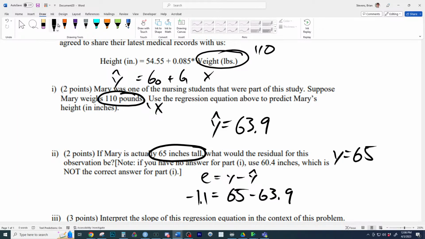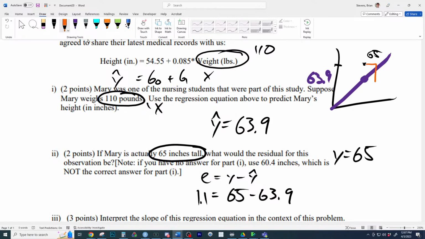And if you look at this, she was taller. Wait. Oh, oops. It should be that, right, Cassidy? Because she was taller than she was predicted to be. So if you look at the line, it would have predicted her to be 63.9 when she's right here, but she was taller at 65. So her residual is 1.1 because she is what? What does that concept mean right there? So the line predicted her to be 63.9.